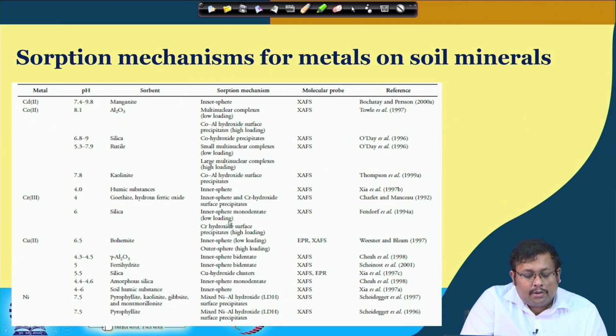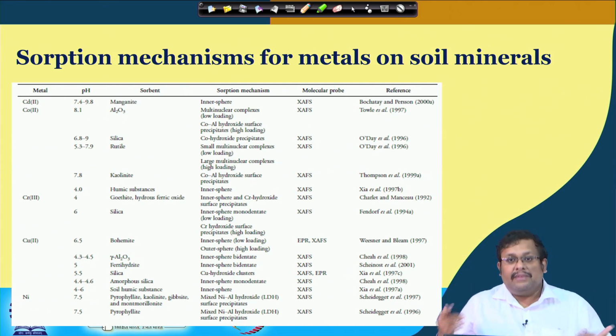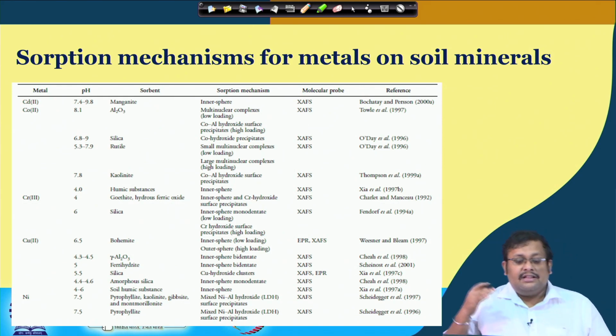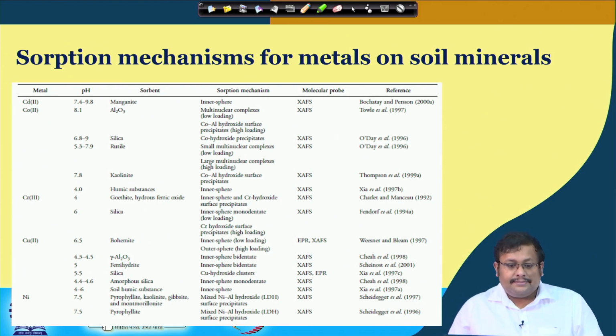In the case of silica, it produces an inner sphere monodentate complex. So, you can see that depending on the sorbent and depending on the metal, the sorption mechanism varies. For each metal we can get multiple sorption mechanisms for different sorbents, and the sorption mechanisms are given here. These sorption mechanisms have been well established by research by soil scientists.